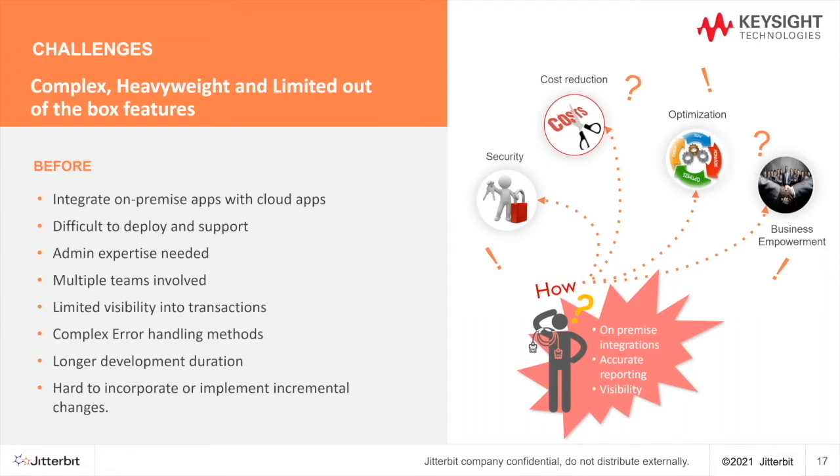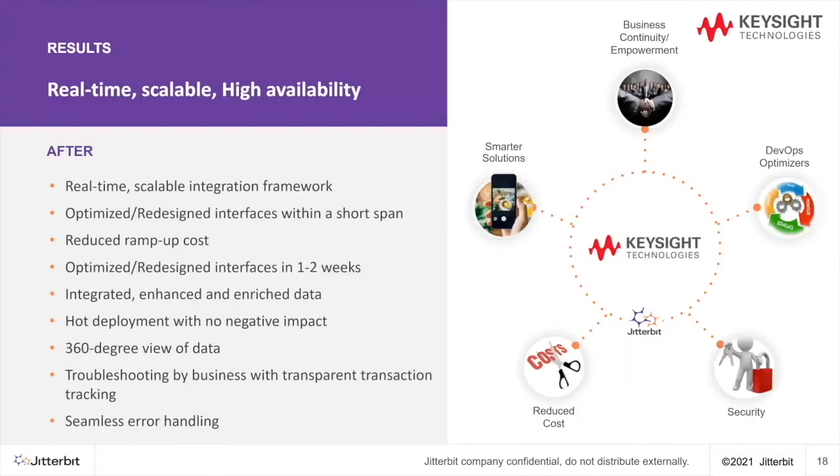Error handling was complex for the same reason, because each app has its own way of handling errors, and any project which was getting undertaken took a very, very long time to finish. So what is life after they adopted the iPaaS? If you look at the right-hand side, Keysight Technologies powered by Jitterbit is much smoother.